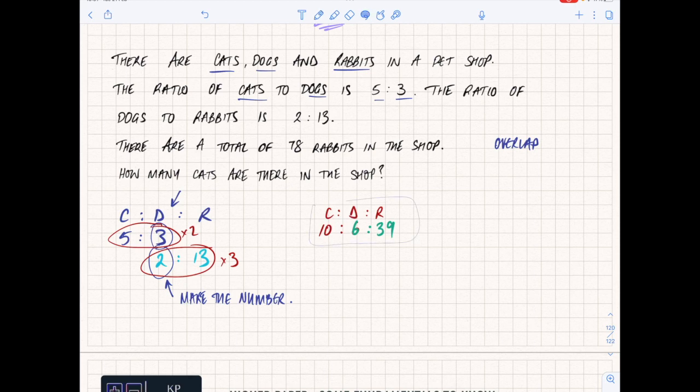Now it's important that you understand how to do it this way, because sometimes it might just ask you for the ratio of cats to dogs to rabbits in its simplest form, and that's how you would do it. But this question is then saying there are a total of 78 rabbits, so I know that this is equal to 78. And then it says how many cats are there in the shop. So this is what I'm being asked to find.